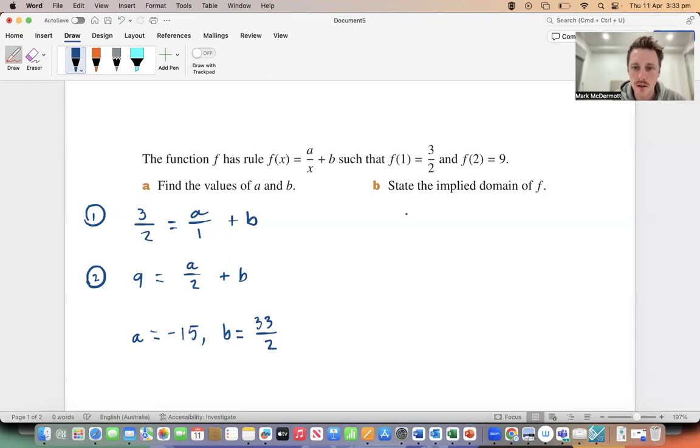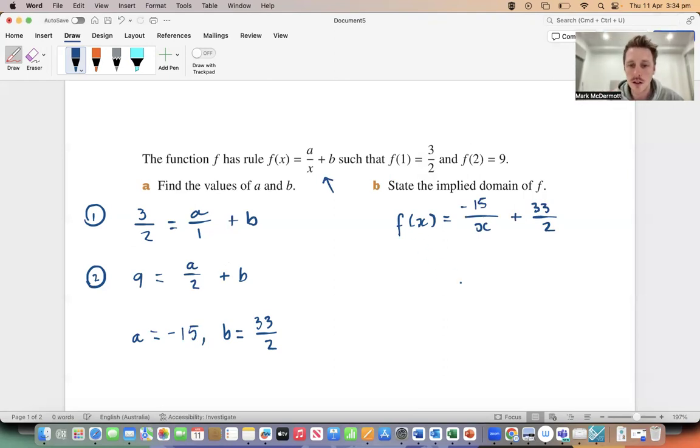Okay, state the implied domain of f. All right, so we know the rule for f of x now is negative 15 on x plus 33 on 2, just substituting in a and b into our function here.